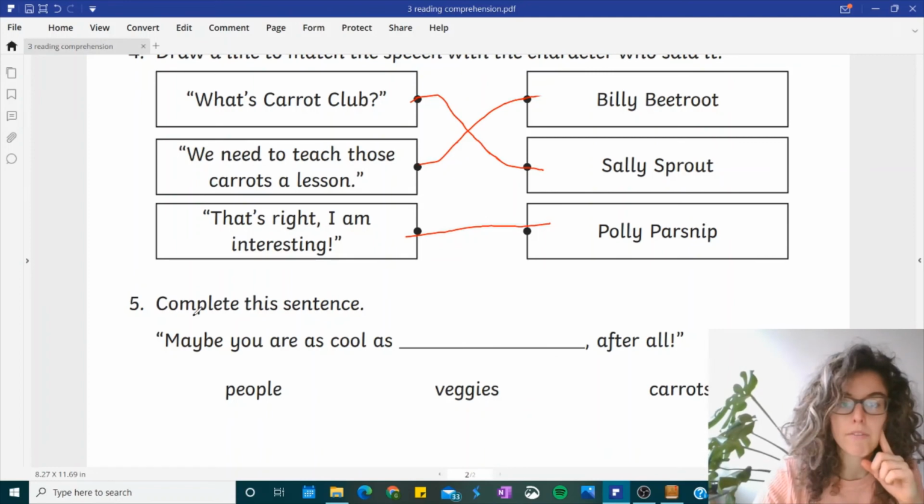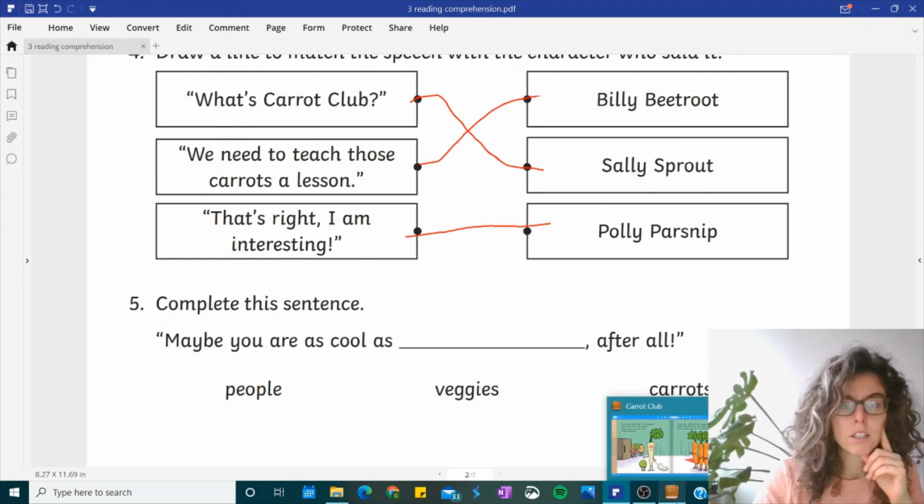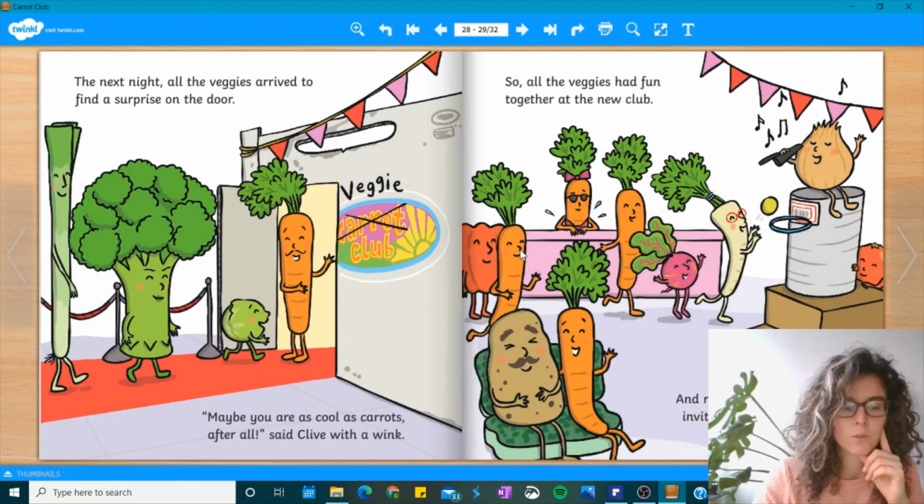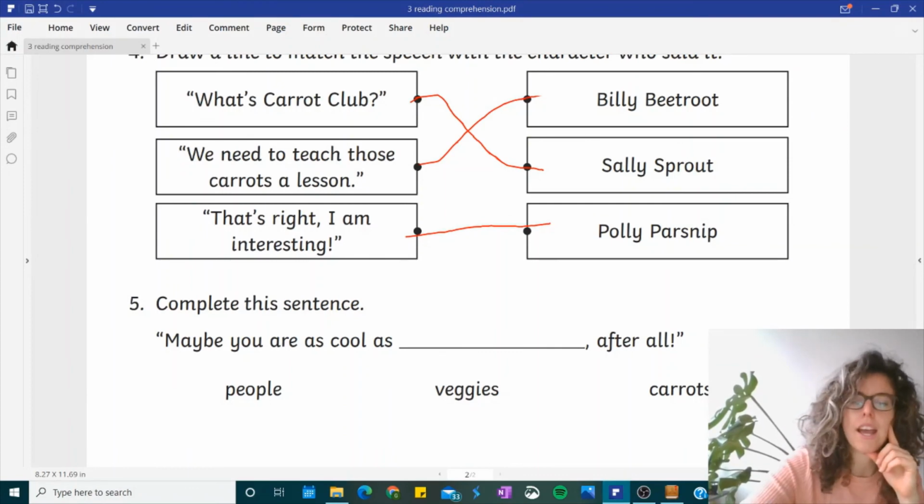And finally, number 5, complete this sentence. Maybe you are as cool as blank after all. Maybe you are as cool as people, as cool as veggies, or as cool as carrots. What do you guys think? What did you put? Let's check our answers. What's Clive say down here? Maybe you are as cool as carrots after all, said Clive with a wink. Nice job. Okay, so we're going to write carrots.